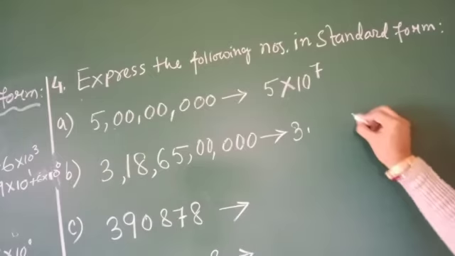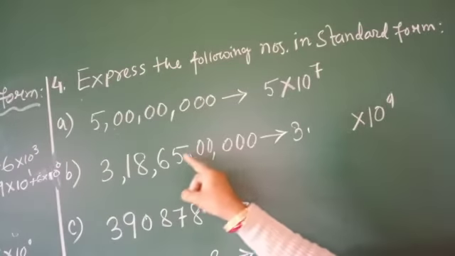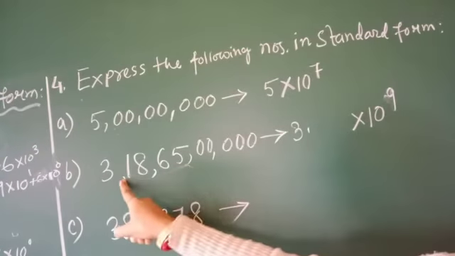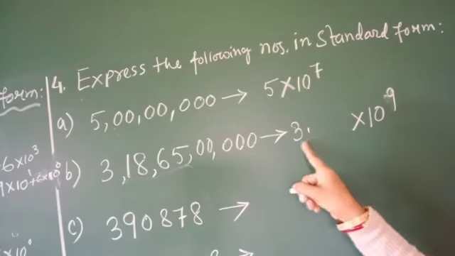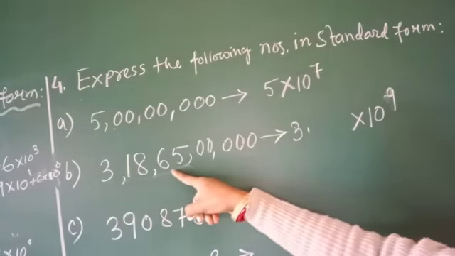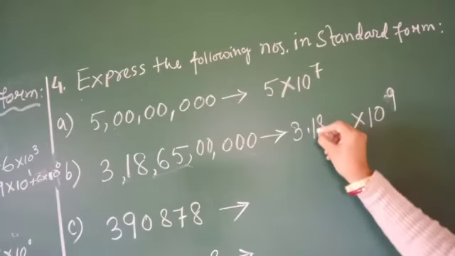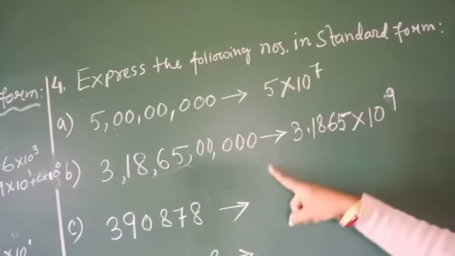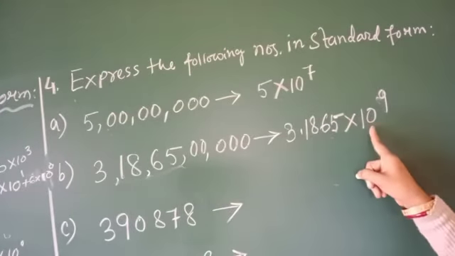3 into 10 to the power 9. It's okay. 1, 2, 3, 4, 5, 6, 7, 8, 9. But I have given 3 into 10 to the power 9, and I have to write the digits also. We do not need to write these zeros after the point, but these digits you have to use here. What are the digits? 1, 8, 6, 5. So what is the final result you are getting? 3.1865 into 10 to the power 9.